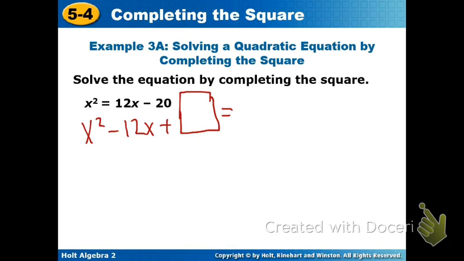And equal, don't forget you still have that negative 20 over there. This is an equation, right? If I'm going to add a square over here, do I have to do the same over here? Yes, absolutely. Equations must stay balanced, so we're going to add a square over here as well.